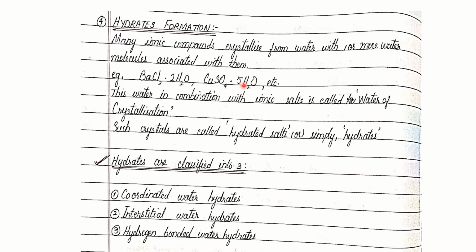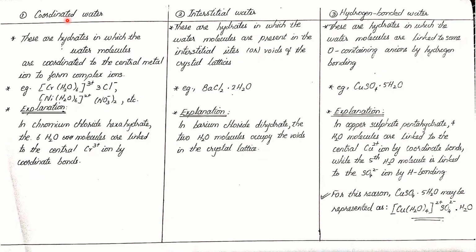or simply hydrates. Okay, hydrates are classified into three. They are coordinated water hydrates, interstitial water hydrates, and hydrogen bonded water hydrates. Let us now try to understand what coordinated water hydrates are. These are hydrates in which the water molecules are coordinated to the central metal ion to form complex ions. That means the water molecules in coordinated water hydrates are linked to the central metal ion by means of coordinate bonds. Okay, such hydrates are called coordinated water hydrates.